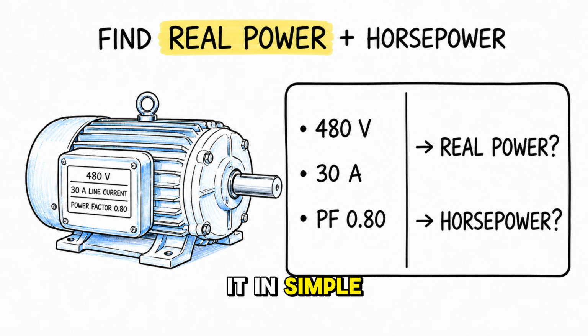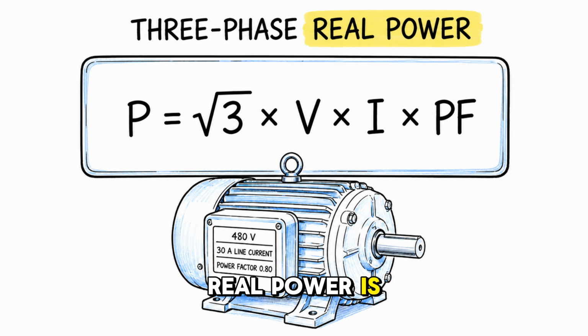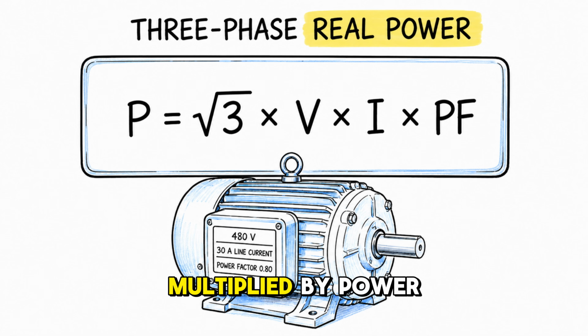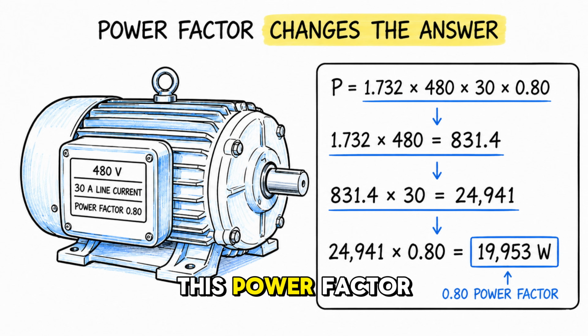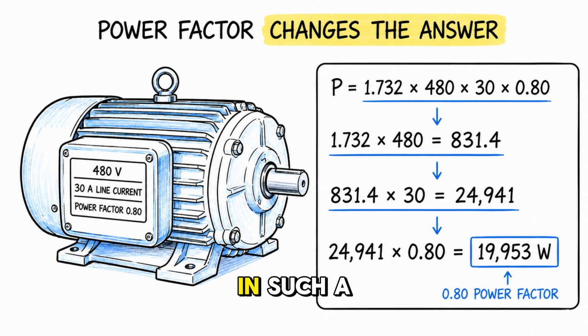Let us understand it in simple language. The correct formula for three-phase real power is √3 multiplied by line voltage, multiplied by line current, multiplied by power factor. This power factor term is what separates real power from apparent power. In such a condition, real power equals 1.732 multiplied by 480, multiplied by 30, multiplied by 0.8.